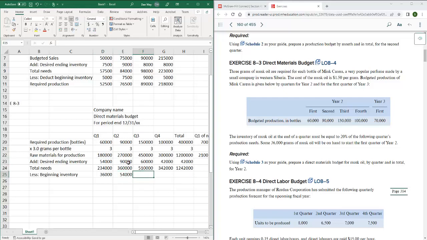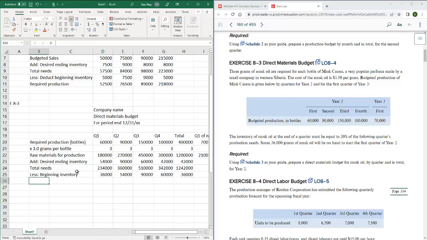Beginning of Q3 is the ending of Q2. So there's my same 90,000. And then beginning of Q4 is the same as ending of Q3, or 60,000. Now for the full year, the beginning of the year is the beginning of Q1. So I'm pulling forward that 36,000 from the beginning of Q1 right there.